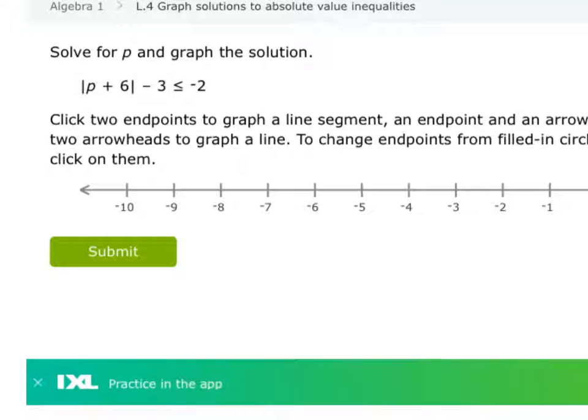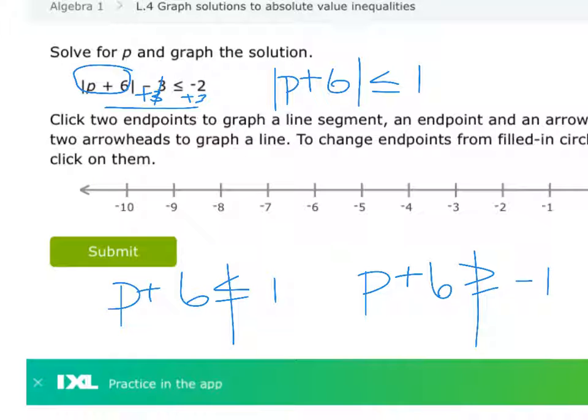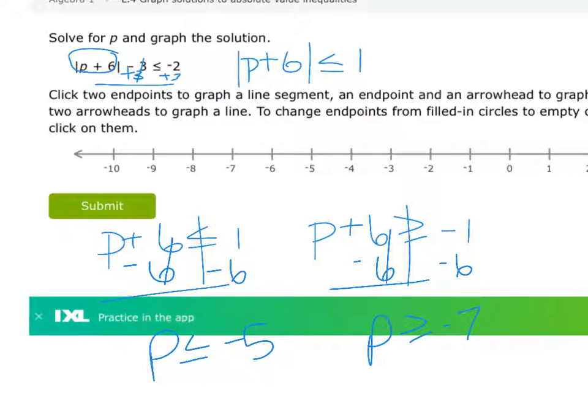For this example, first thing we have to do is get that absolute value by itself. So I'm going to start by adding 3 to both sides. Now we'll have absolute value of p plus 6 is less than or equal to 1. Now we can split it into the two inequalities where one of them looks exactly the same. The other is p plus 6 is now greater than or equal to -1, and we can solve for p. After solving, we get p is less than or equal to -5, and p is greater than or equal to -7, so we'll have 2 points and they will connect.